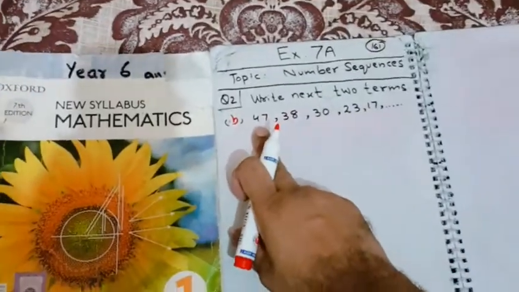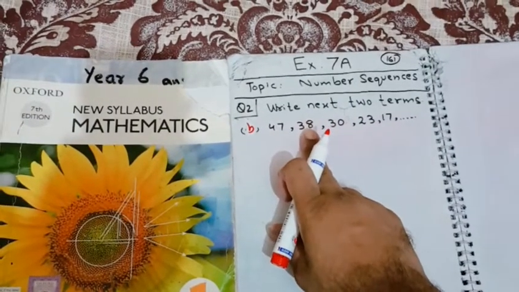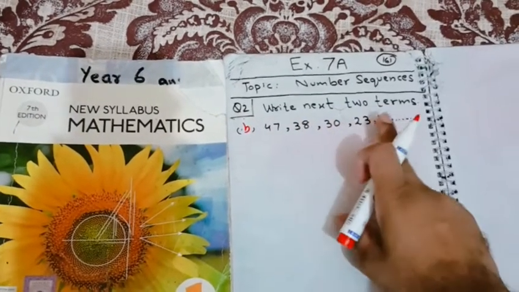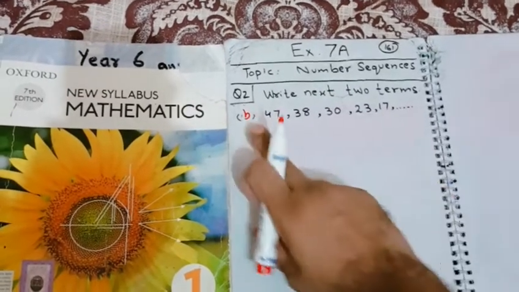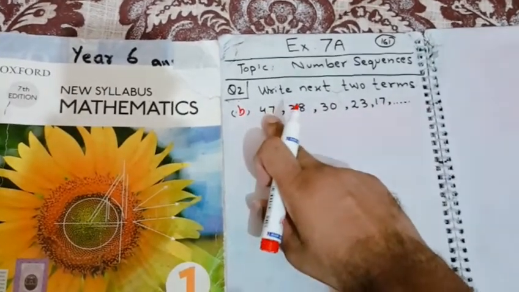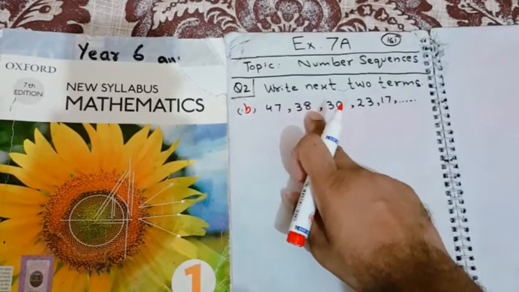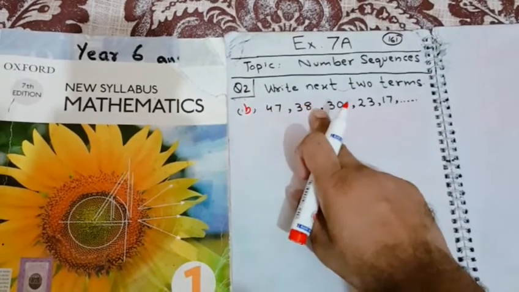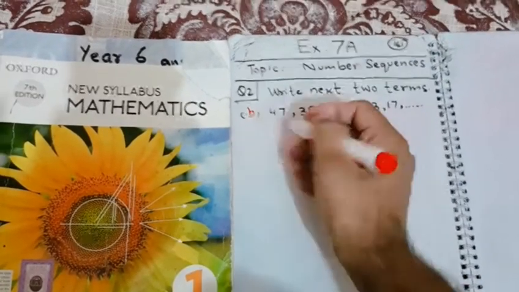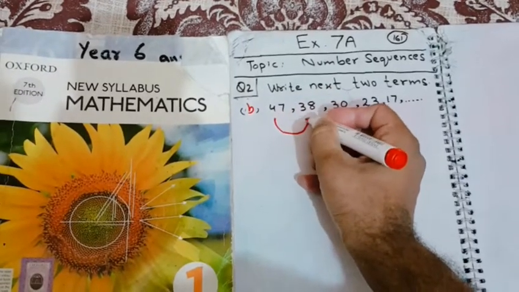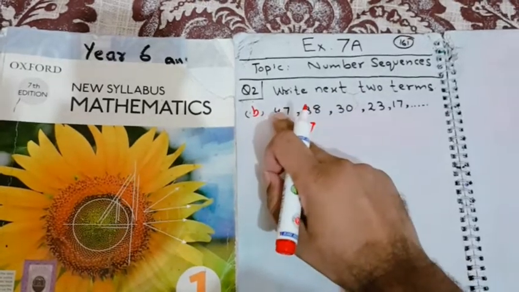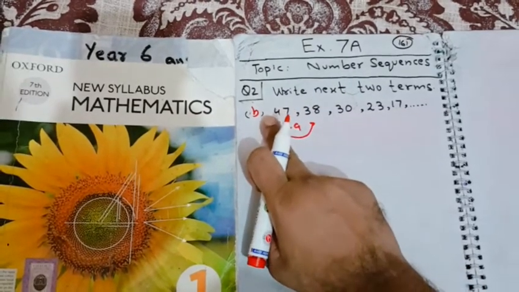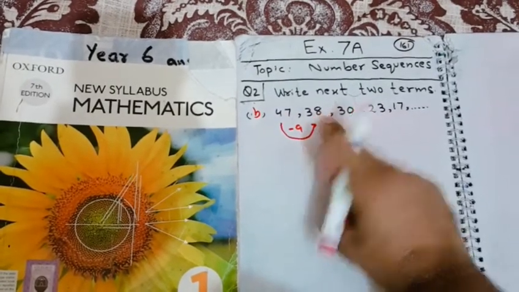So the first number is 47, next is 38, next is 30, next is 23, and next is 17. That means there is a kind of decrease between the numbers. How much gap is between 47 and 38? If we subtract 38 from 47, we get 9. So here is the gap of 9. That means minus 9. If we subtract 9 from 47, we shall get 38.